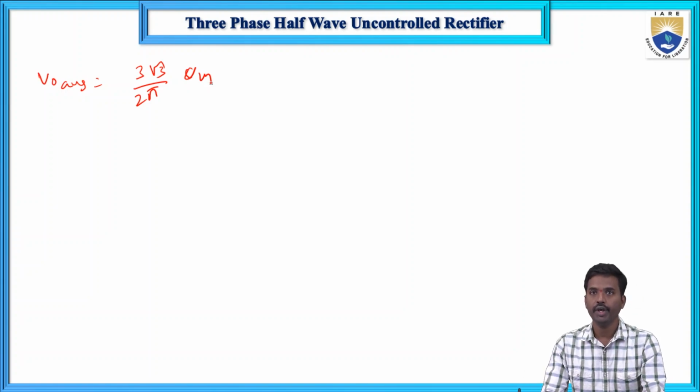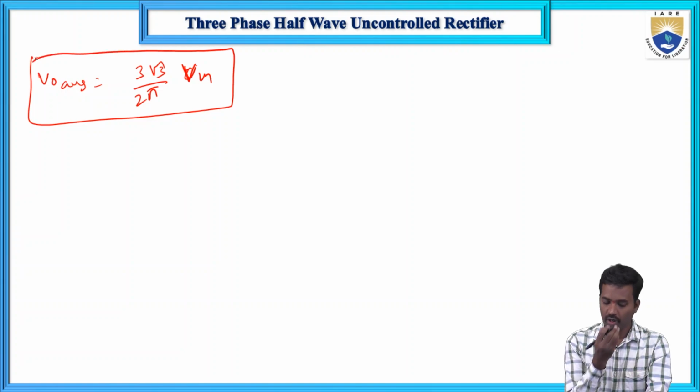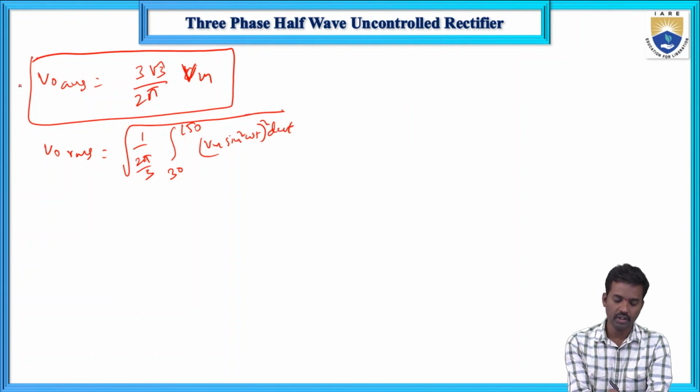3√3/2π into Vm. So this is the V naught average formula. And the V naught RMS formula equals, what is the formula? It equals the square root of 1/(2π/3) integral from 30 to 150 of (Vm sin ωt)² dωt. This is the second question. The first question, V naught average equals 3 into Vs. So this is the first question, and this is the second question.